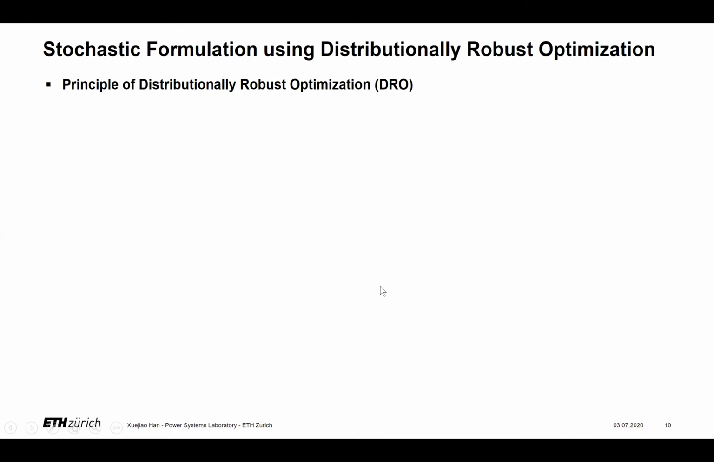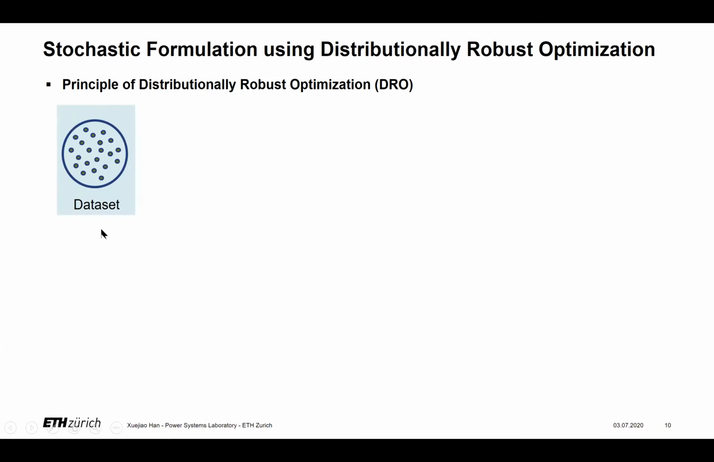So in this work, we model the uncertainties using distributionally robust optimization. Because of the time limits, I will just briefly describe the principles of this method and the main steps of how we apply it here. For the detailed reformulations, you can refer to the paper.